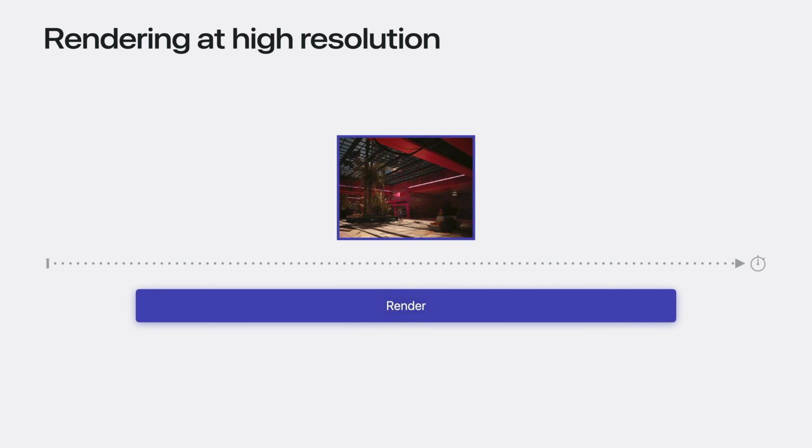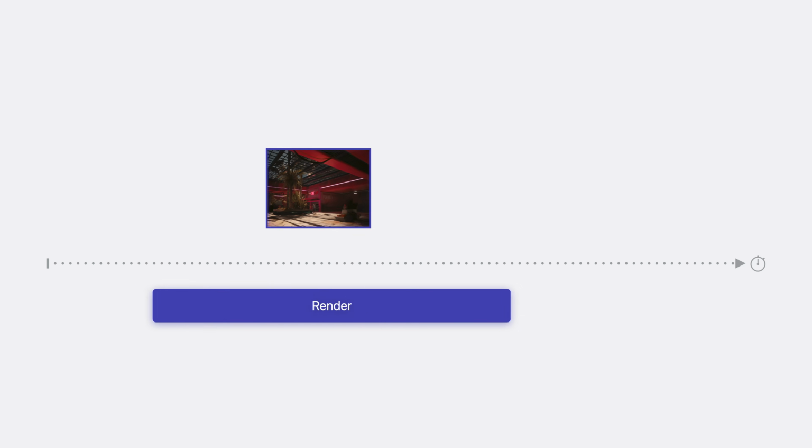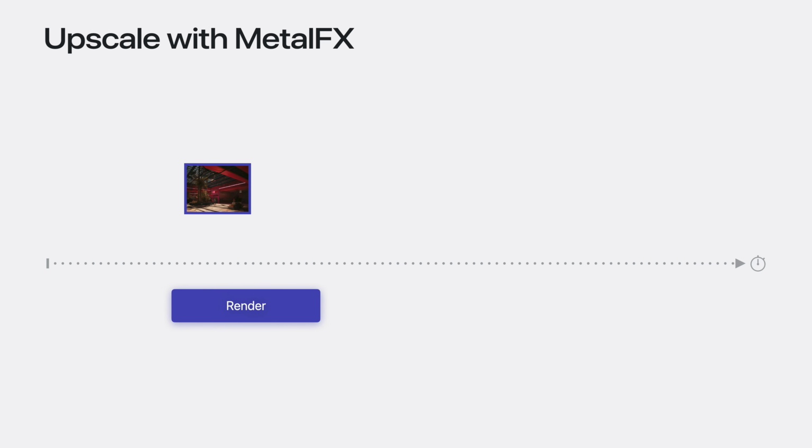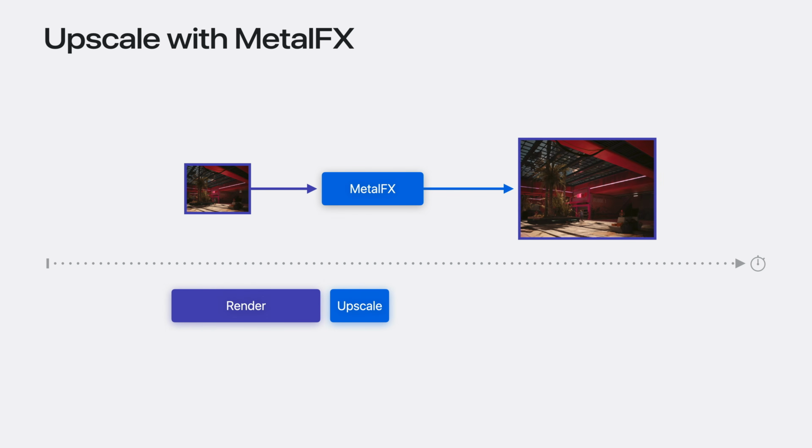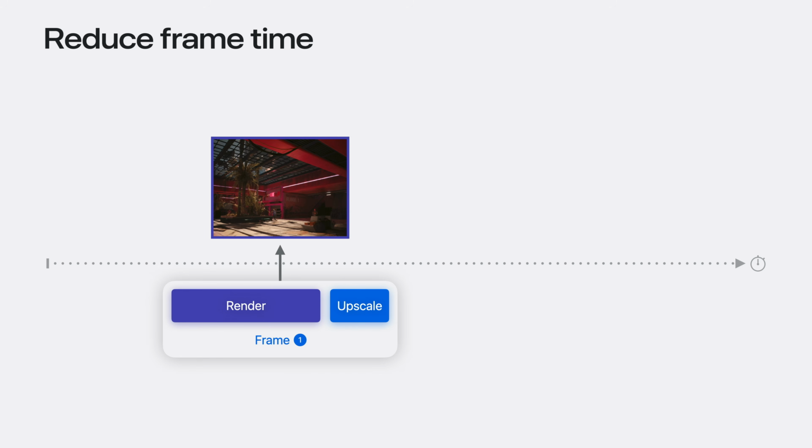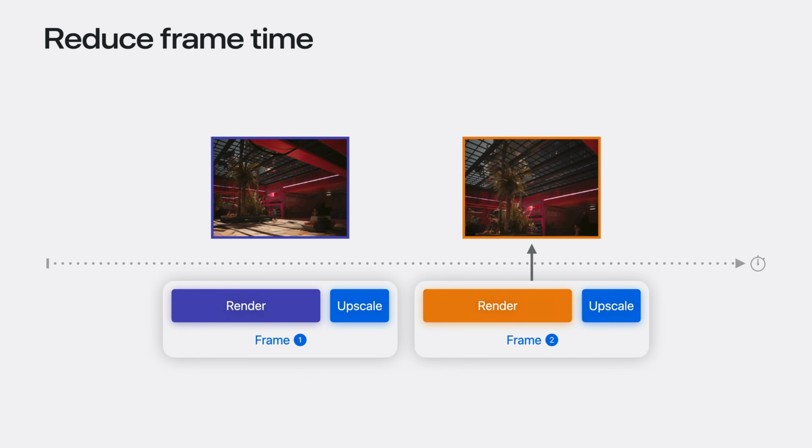Rendering high-resolution images can consume the GPU for a significant period of time. Instead, your app can render low-resolution images and use MetalFX to upscale them. The combined time to render your final image is reduced, and that means your app can save time for each frame it renders. You can use the time saved to render the next frame sooner.